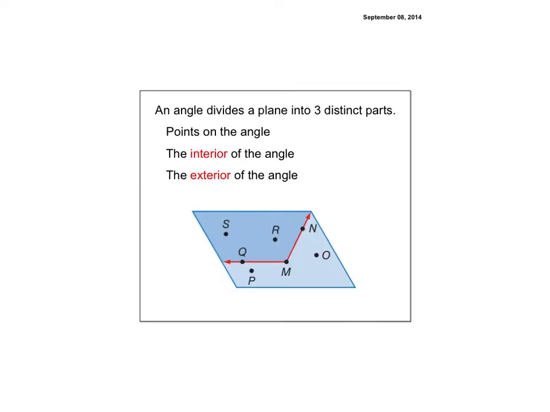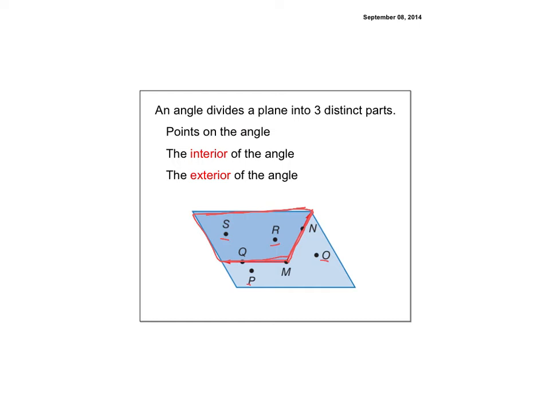Now, if we have an angle on a plane, this will divide the plane into interior and exterior parts. If we think about our angle here, and we think about closing this together, bringing those two sides close together so that they were on top of each other, everything that would be trapped inside is the interior of the angle. So, for example, points S and R are on the interior of this angle. Then on the other side of this, that's the exterior. So points P and O are on the exterior of the angle. Points Q, M, and N are on the angle. So we could use these to name the angle.